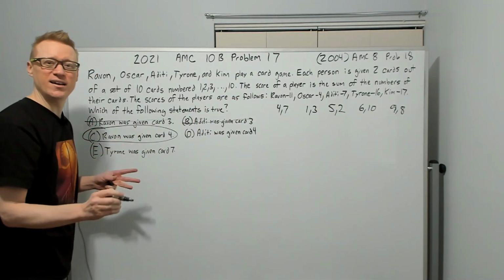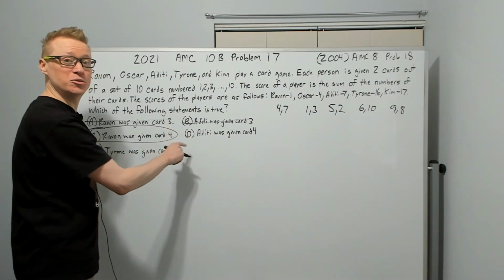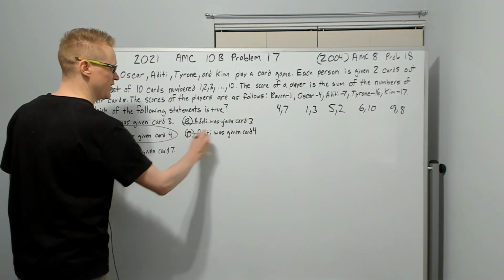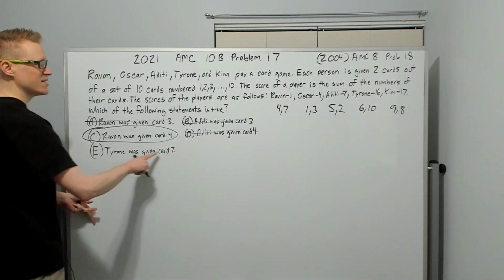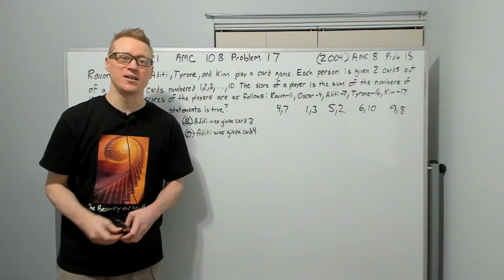Should you just move on? No. It doesn't take that long to verify the other answers don't work. Do it really quick for peace of mind. D. Aditi was given 4. Definitely not true. Ravon has it. Tyrone was given 7. Ravon has that too. Good game. Let's get on to problem 18.